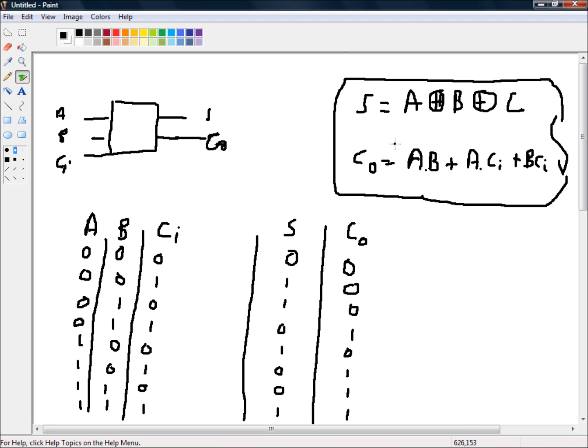So in the next video we're going to try and draw the circuit diagram for a full adder, or rather the logic diagram for a full adder, given that we now know the Boolean expressions for a full adder.